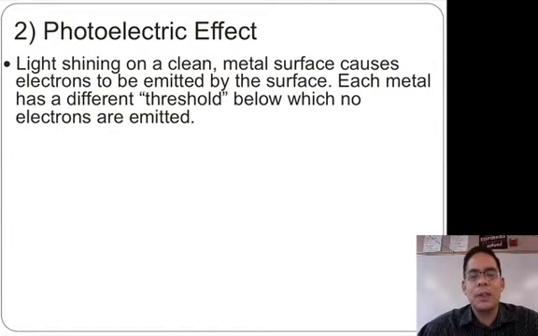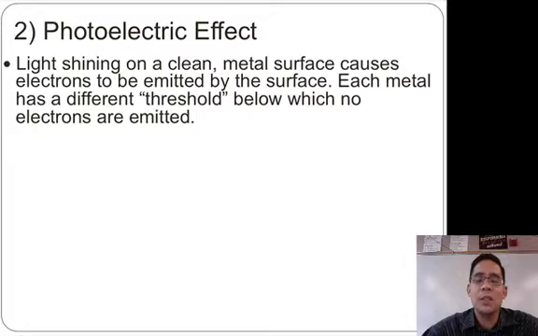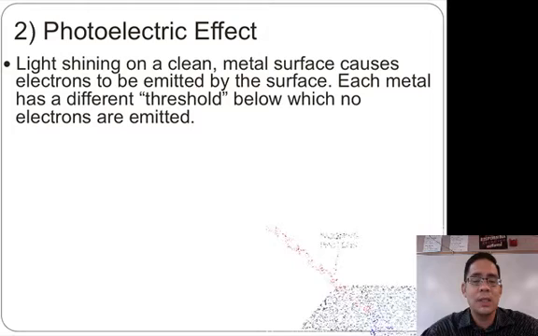Well, this one was actually discovered by Einstein, and the idea is that when light shines on a clean metal surface, it causes electrons to be emitted by the surface. Each metal has a different threshold below which no electrons are emitted. This is a topic they study significantly in physics. It's not a topic we cover in chemistry in great detail, but it reveals a little bit about the nature of light that helps us understand how electrons are structured inside.